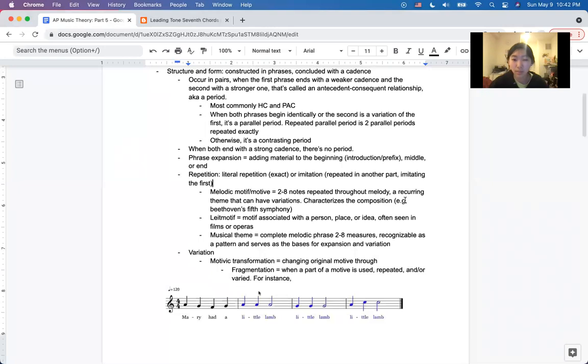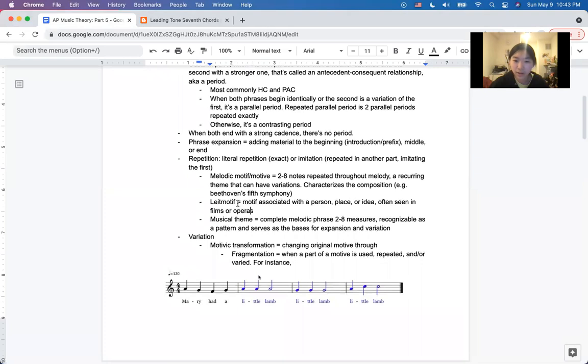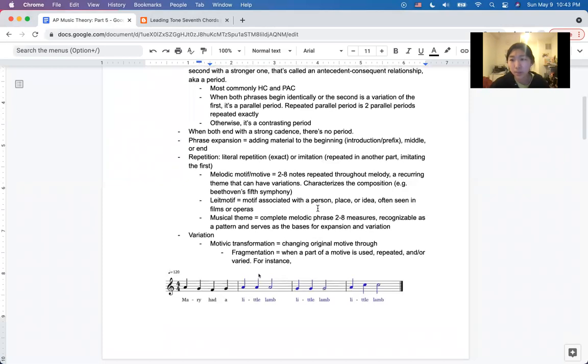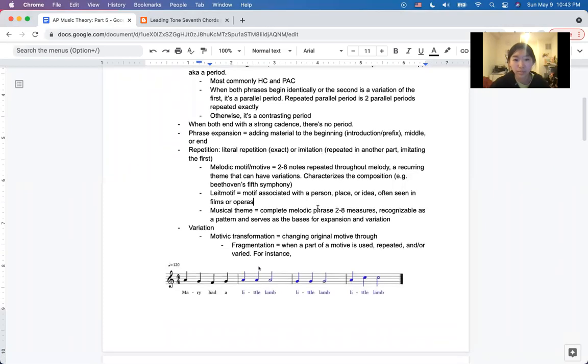This is, for example, Beethoven's Fifth Symphony. You have the very obvious theme that comes up over and over, which is the da da da da theme, you know. I'm actually not really sure how to pronounce it, to be honest, but I think it's called the leitmotif, which means it's a motif associated with a person, a place, or an idea, and this is often seen in film scores like Star Wars, for instance, or operas. Like with the main character, it just comes up.